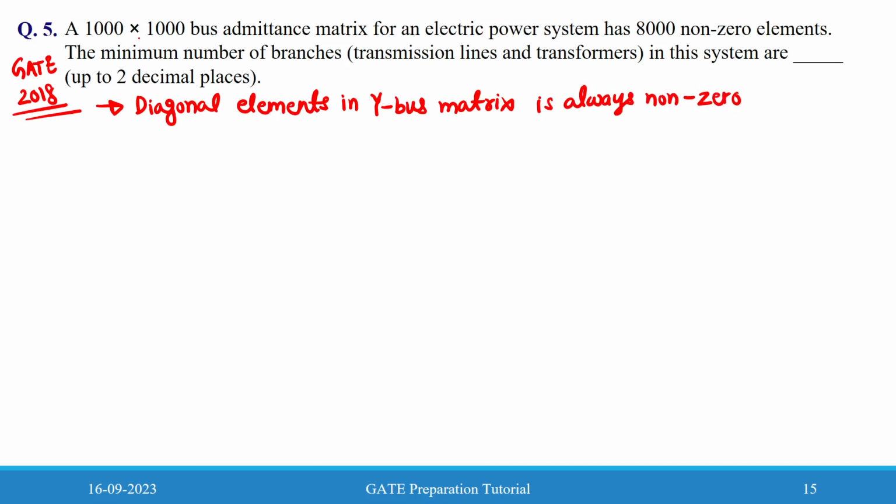So if we are having a 1000 cross 1000 Y bus matrix, then how many diagonal elements are there? Can anyone tell? How many diagonal elements in the Y bus matrix if we are having a 1000 cross 1000 Y bus matrix? This is very simple. I think you can tell this. Anil? Yes, sir. What will be the number of diagonal elements? 1000. Yeah, correct.